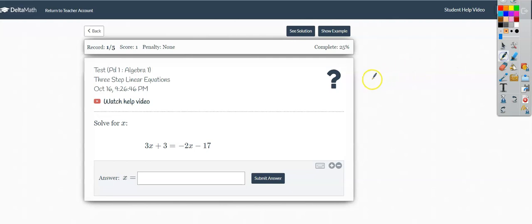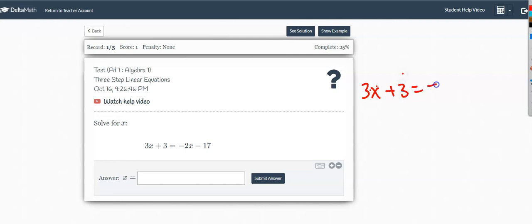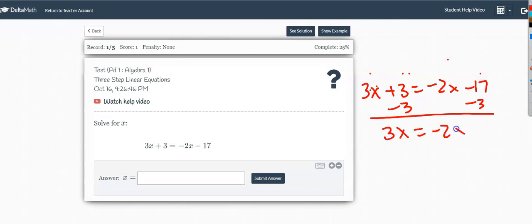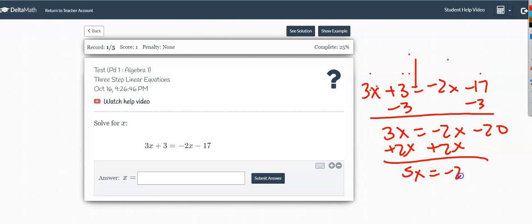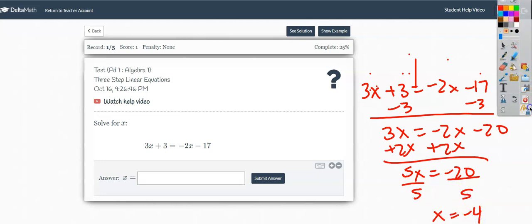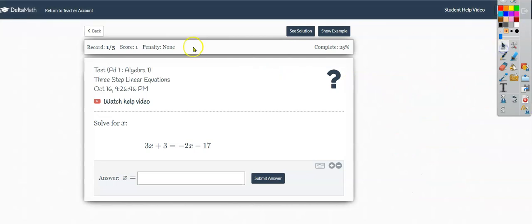3x plus 3 equals minus 2x minus 17. You could do minus 3 first. 3x equals minus 2x minus 20. You can add 2x. 5x equals minus 20. You can divide by 5 and get your answer of negative 4. All right, pause the movie if you need to watch those again.